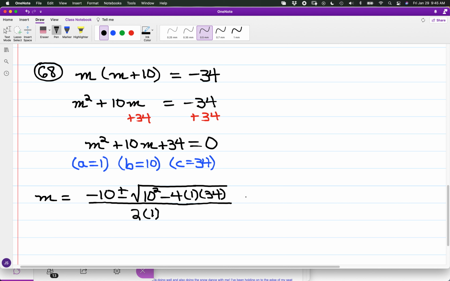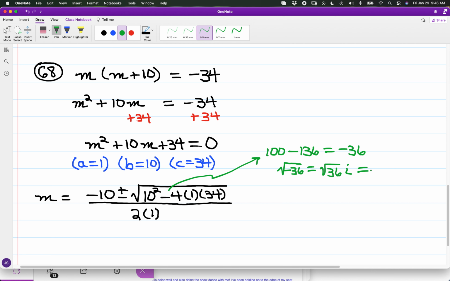And now for what we have inside the radical. 10 squared is 100. Negative 4 times 1 times 34 will be a minus 136. And here we will have a negative difference with minus 36. So we will have the square root of negative 36. 36 is a perfect square number, so the square root of negative 36 is the square root of 36 times i, which is going to go to 6i.